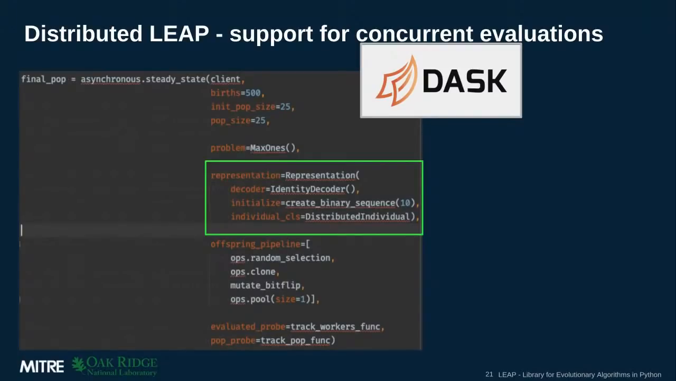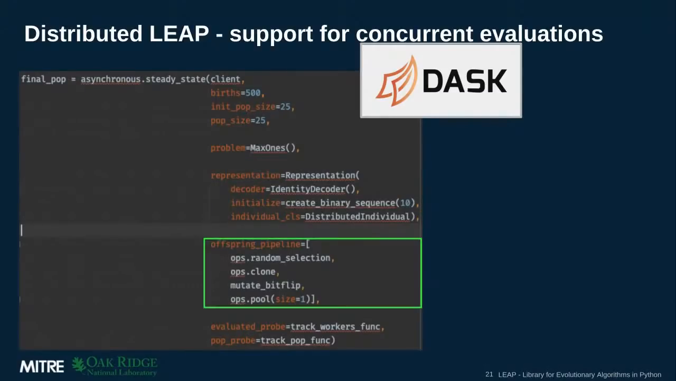And optionally, you can define another class. In this case, we have an optional subclass you could use called distributed individual that adds some additional housekeeping. For example, what distributed individual will do for you is it will stamp each individual with a unique UUID that you could use to name files for output of models and so on and so forth.